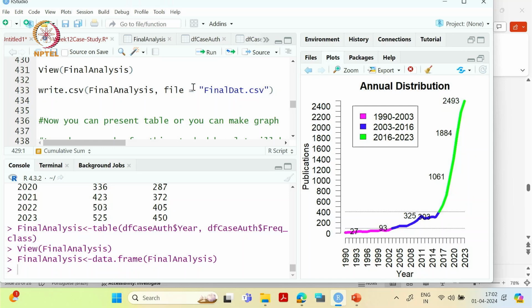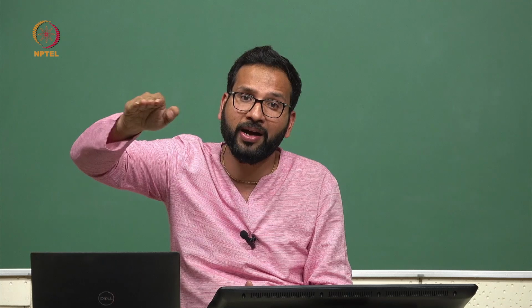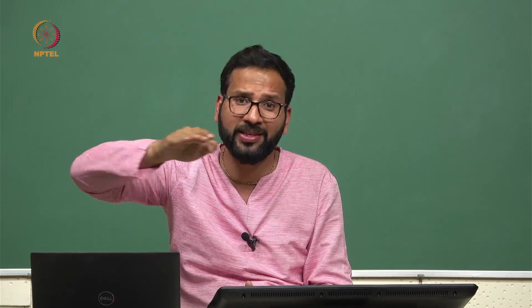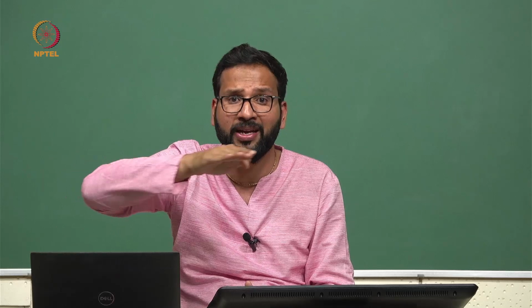So for this kind of data, we will be having the stacked bar plot. What this stacked bar plot is, is that we will be having the heights of each year, and for each height we will be mentioning that these many are the more than three authors publications, these are the three authors publications, these are the two authors publications, and these are the single author publications.